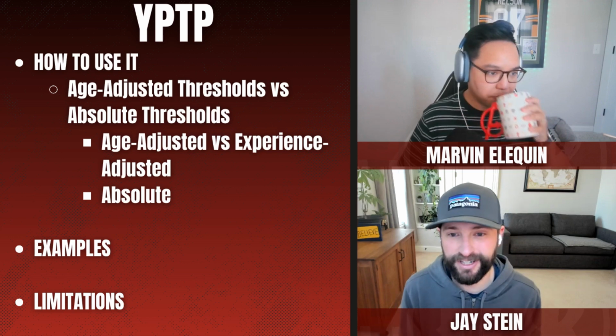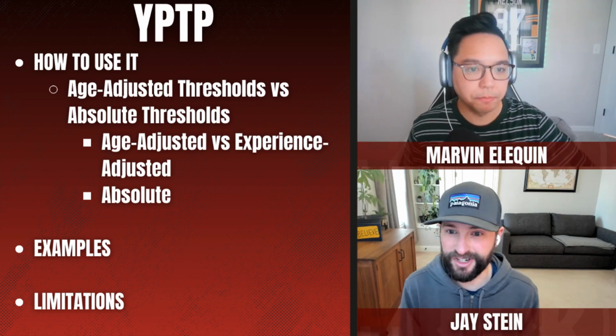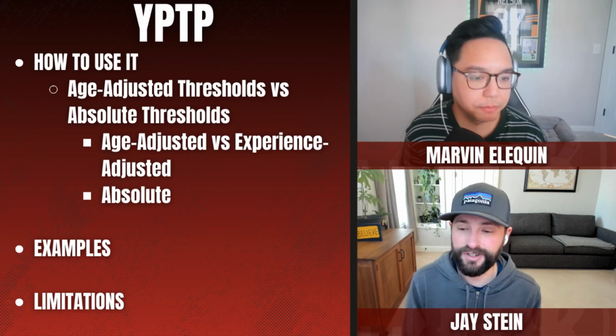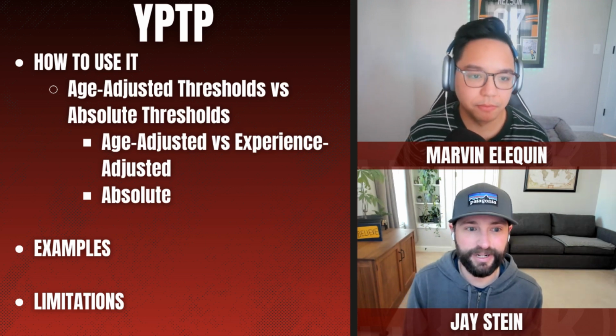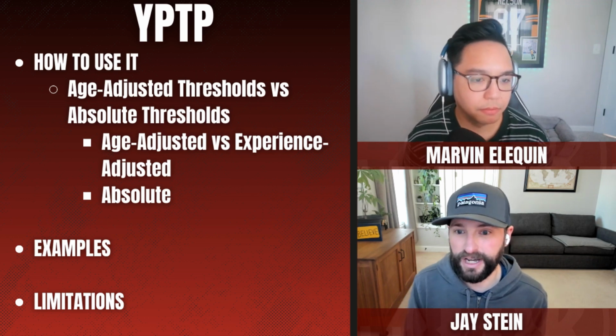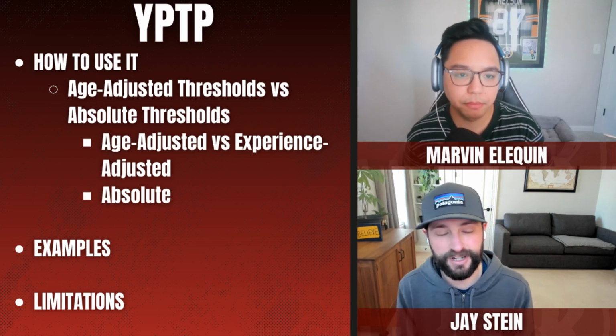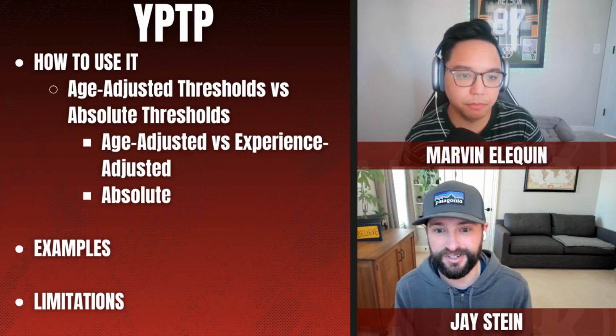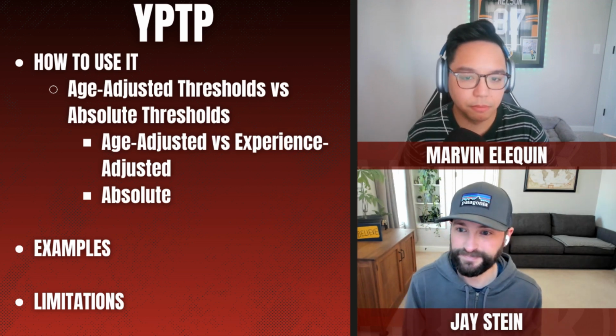So you threw out a couple of things earlier, the age adjusted thresholds versus experience adjusted thresholds. And I think we're also going to talk about absolute here. But really, how would you characterize the best way to use it? And then can you kind of describe the difference as you see it between experience and age adjusted thresholds?